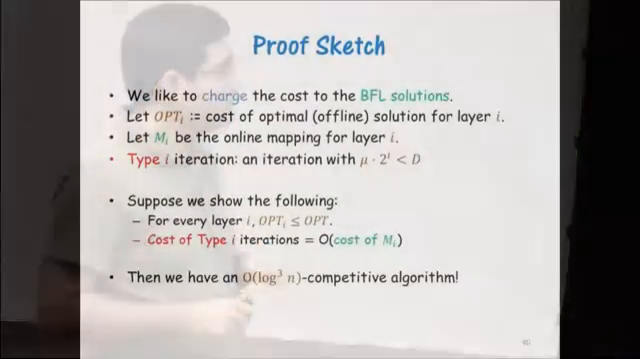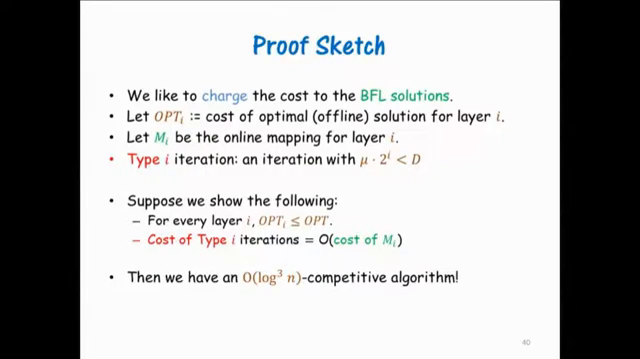So let's put some names on these terms here. For every layer I, I'll define the offline optimum solution for that BFL instance as opt sub I. And the online mapping for that BFL instance, I'll call it M sub I, essentially the mapping that my online black box algorithm is buying. Then I will say an iteration is type I if I'm giving my clients to layer I, essentially when mu times 2 to the I is less than D. Mu here is just 4.